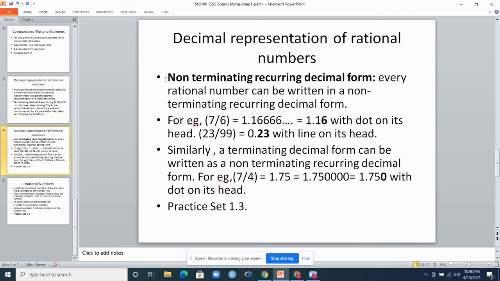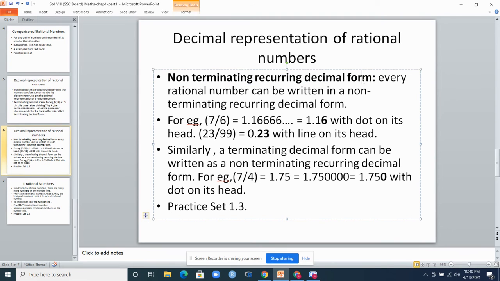The next point is non-terminating decimal form. Every rational number can be written in non-terminating recurring decimal form. For example, 7 by 6 is equal to 1.1666. So 6 is recurring. It will go on. So it is a non-terminating recurring decimal form. 23 by 99 is equal to 0.2323 with the bar over 23.